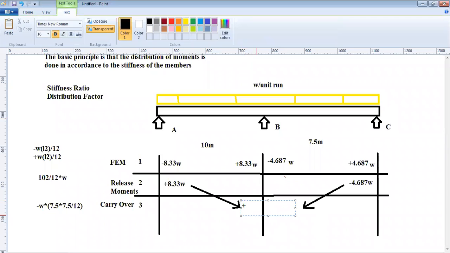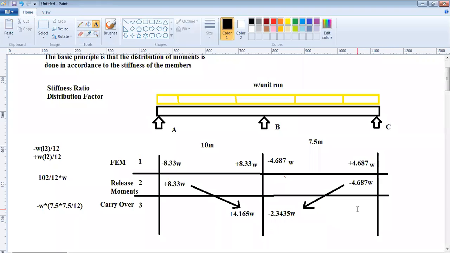So that will be plus 4.165 into W. And from this end, this will be minus 2.344 or 2.3435 into W. That's the carryover. Is the sign of the carryover the same? It's the same, because plus M goes to plus M/2 and minus M goes to minus M/2. Half of it is carried over.